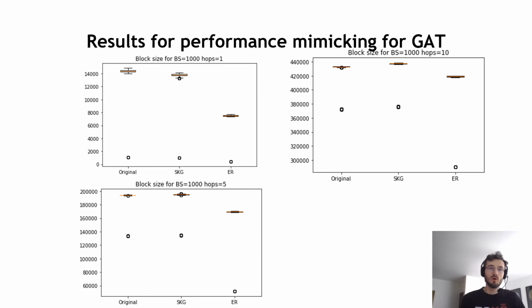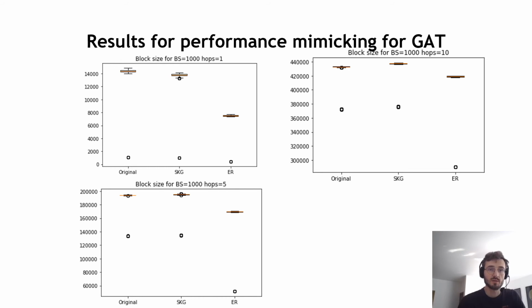This especially holds for hops equals 1, which is not surprising because the larger the hops is, the bigger the subgraph is. So if the hops is large enough, then we will be able to sample the entire graph within one single batch, which obviously makes no sense. And smaller hops is actually the situation that we'll encounter in the bigger graphs.